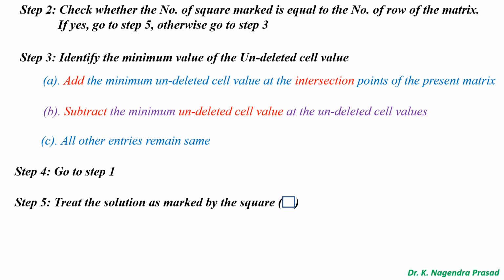Once again we go for the row reduction and column reduction, and the row scanning and the column scanning. Then I draw a minimum number of lines which cover all the zeros. Once again I check whether the number of squares marked is equal to the number of rows. Then we consider this solution as marked by the squares. Those squared cells we consider as the optimal solution. So this is the general procedure for the Hungarian method.